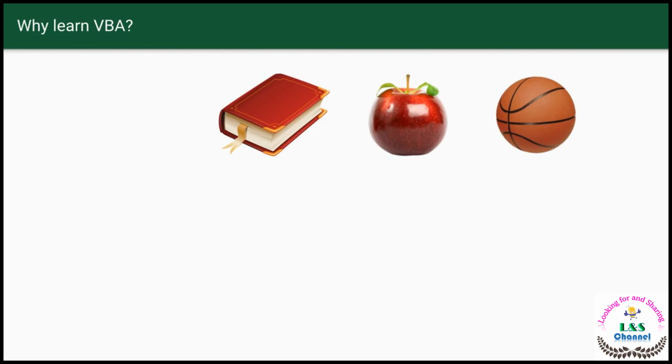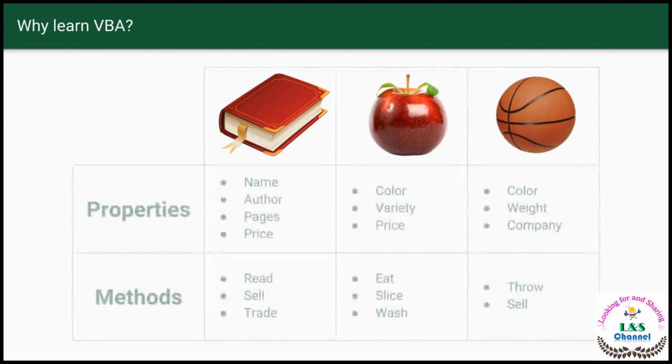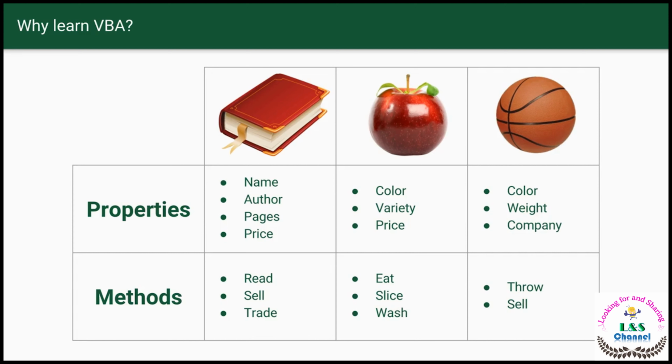And here's a few that I came up with. Feel free to come up with some more of your own. There's no right or wrong answer here. So what are some of the properties that I can see on a book? Well, a book will have a name, a book will have an author, it will have a certain number of pages, and it will have a price.